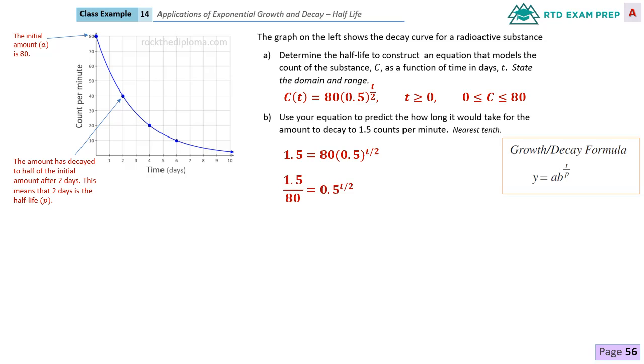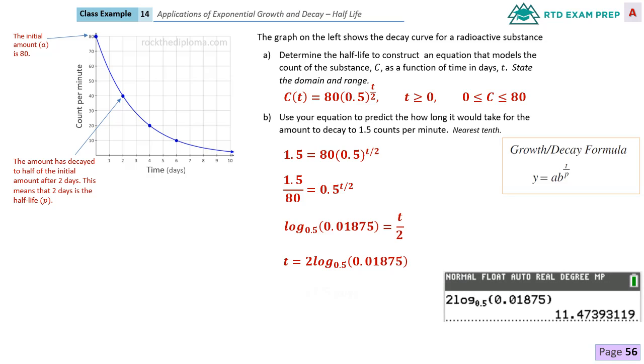Remember that our first step is always to isolate the power term, so we divide both sides by the coefficient of 80. Now we can convert this into logarithmic form by changing the base of the exponent to the base of the logarithm. The value of 0.01875 is just the result of dividing 1.5 by 80. We divide both sides to isolate t, and use our calculator to determine that the final value is 11.5 days.